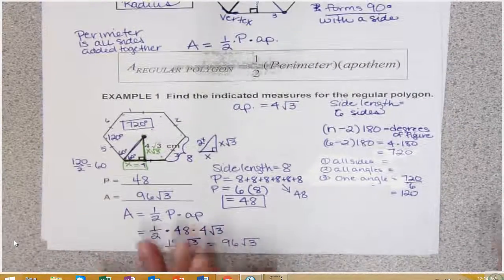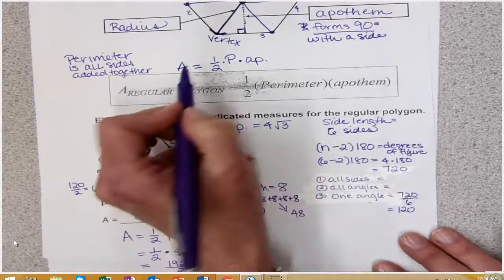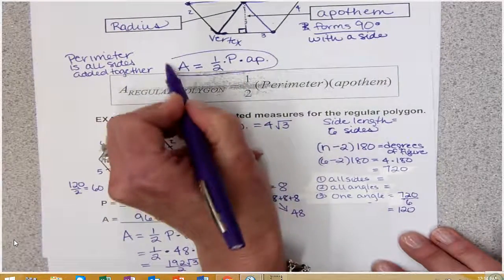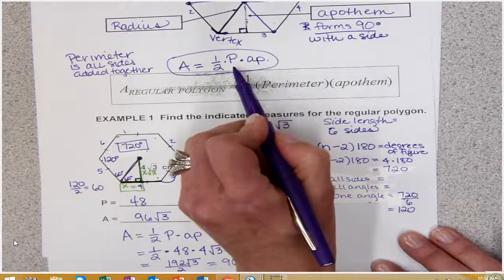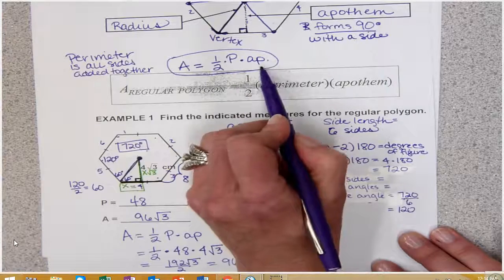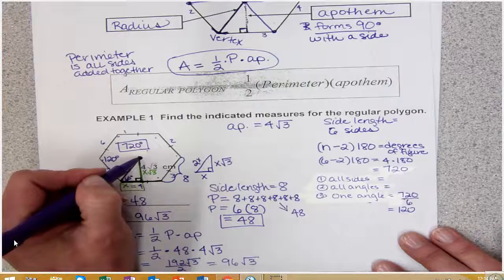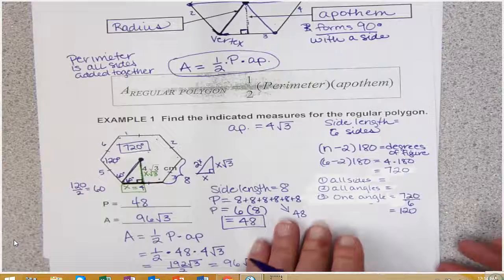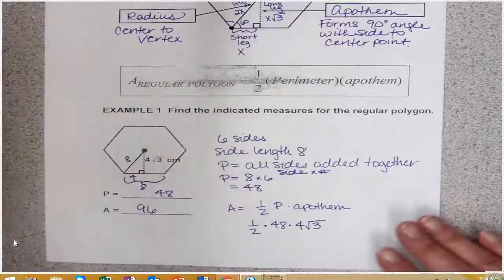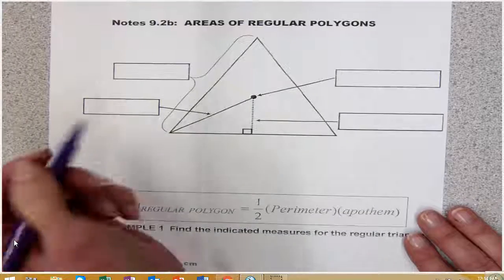Okay? Alright, here's what I want to tell you. Basically, just be good rule followers. Use your formula. Know what you need. You need the perimeter. That is very familiar to you. You need the apothem. That is just a fancy word for saying from the middle straight down. We've been doing both of those. Okay. Let's do these notes, and then I'll work some problems.